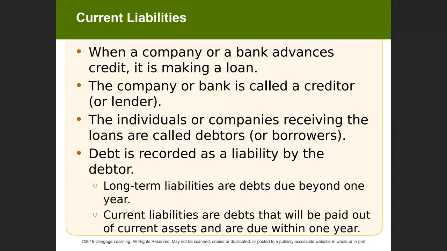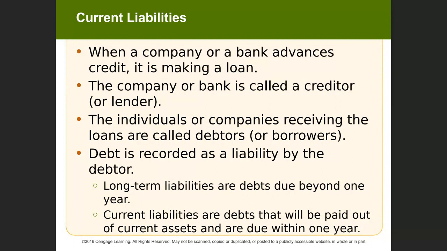When a company or a bank advances credit, they're making a loan. The company or bank is called a creditor or a lender. So whoever is making the loan, that's the creditor, or also known as a lender, depending on what type of lender you're referring to. The individuals or companies receiving the loans are called debtors or borrowers. So if we borrow money to buy a house, we have a lender who's lending us the money, and we are the borrower.